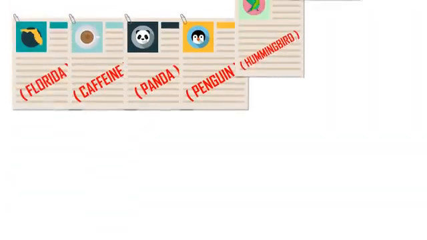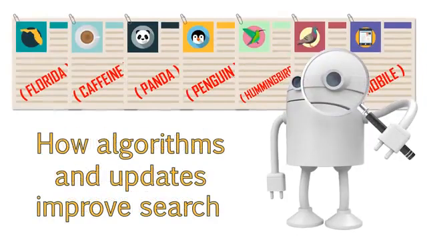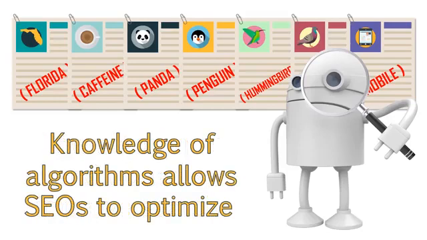By now, you should have a clear understanding of the importance of search engine algorithms, as well as how Google uses these algorithms to improve their search results. Understanding how Google uses these algorithms provides SEOs with information on how we can better optimize our sites and rank higher in search. Next, we will discuss specific algorithms in detail.